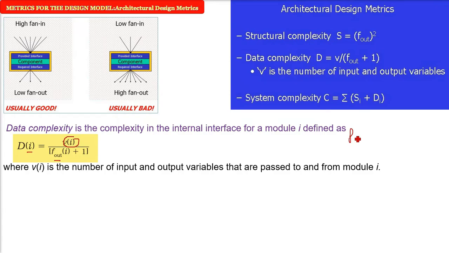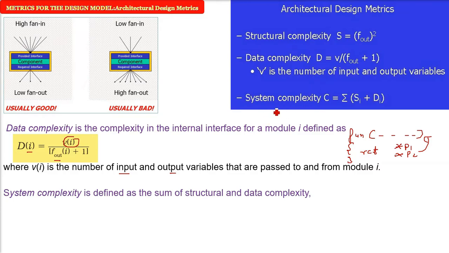Fan out, we know, is the number of modules or functions this module is going to invoke. But Vi is the number of input and output variables. For example, let me make a function. Assume that it takes 4 variables as input and it is returning, say through a pointer or by any other means, 2 variables. So Vi, the number of input and output variables, in all is 6. That is what you are going to put here. Fan out is the number of modules this module is going to invoke.